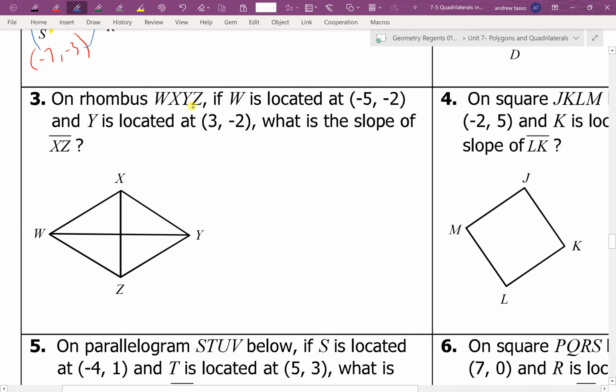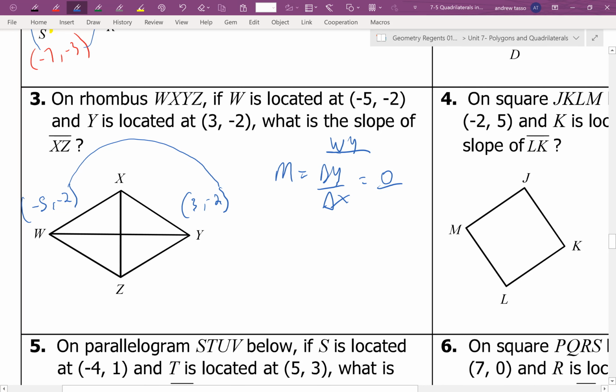On rhombus WXYZ, if W is located at (-5, -2) and Y is located at (3, -2), what is the slope of XZ? So similar thing here, we start with finding the slope of WY. The slope is change in y over change in x, and the change in the y value is 0, and the change in the x value is going up by 8, so the slope we get is 0.